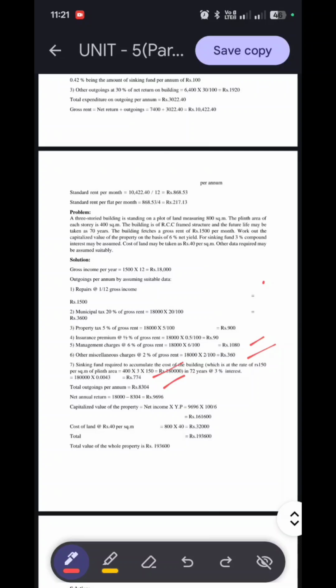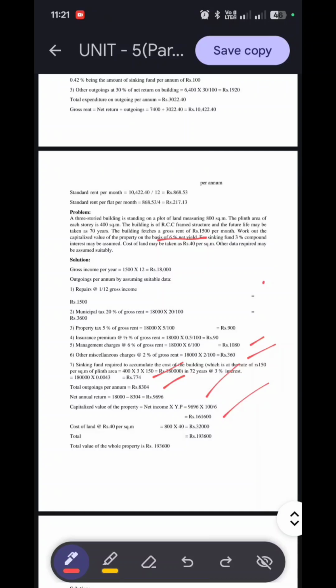Okay, now calculating the capitalized value of the property. The formula is net income into years' purchase. Net income is 9,696 rupees, which I have already calculated. Years' purchase formula is 100 divided by I. The yield percentage was given as 6%, so 100 divided by 6. Now the capitalized value of the property is 1,61,600 rupees.